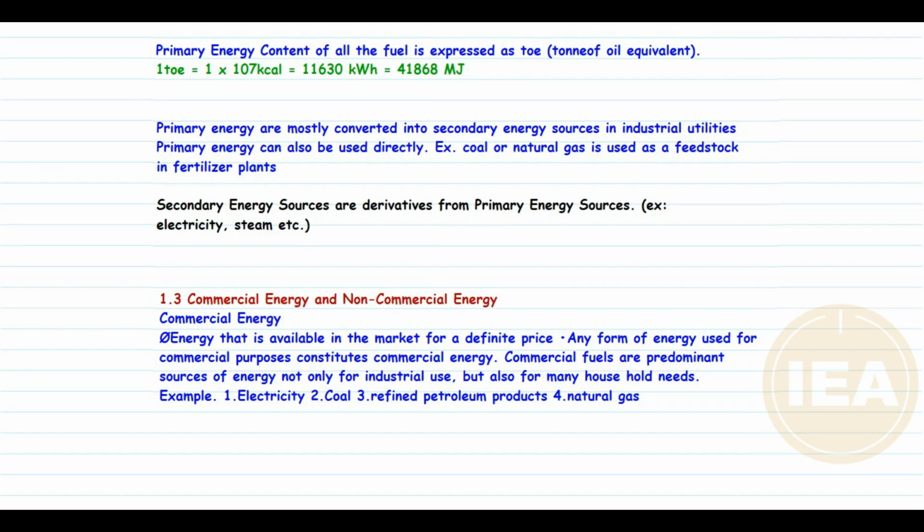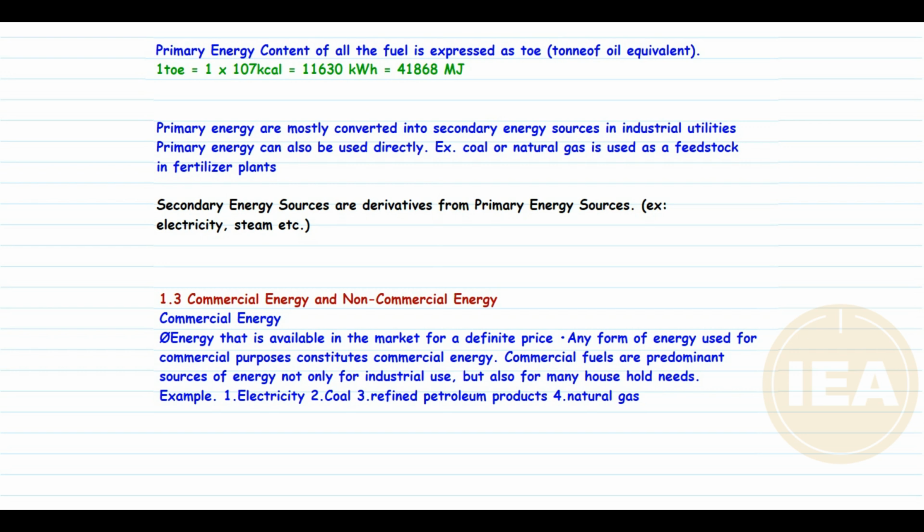Generally that M will be written in capital letters. 1 MTOE means it is telling about 1 TOE only, but 1 metric ton of oil equivalent they want to say. So it is equal to 1 into 10 power 7 kilocalories, which is equal to 11,630 kilowatt hour, which is equal to 41,868 megajoules, or sometimes it is also written as 41.8 gigajoules.